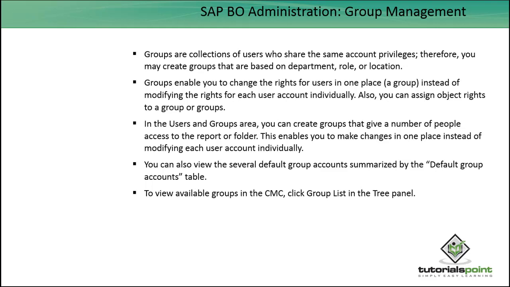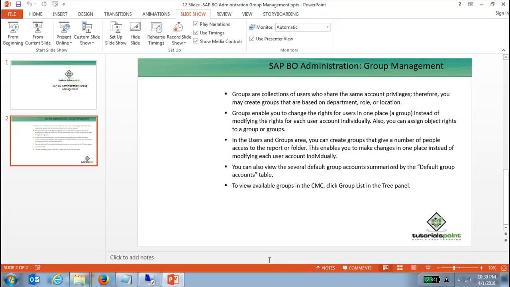You may also view the several default group accounts. After that, you view the available groups in the CMC. You have to go to the group list in the tree panel. So let's see how we can check the groups in the CMC.